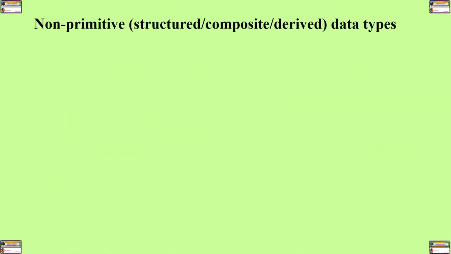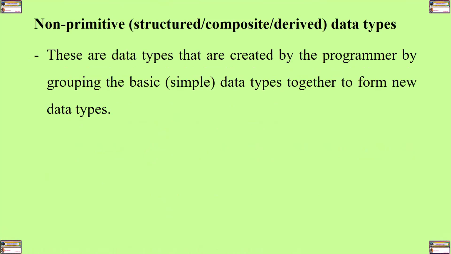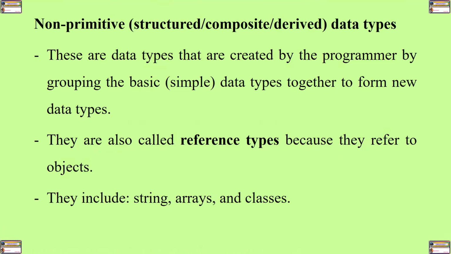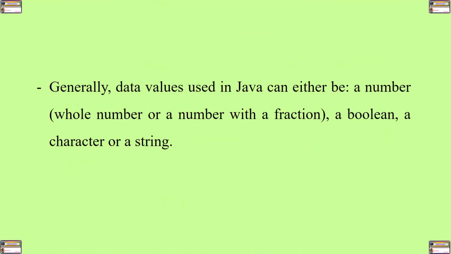The non-primitive ones, what we call the structured or composite data types, are those data types that are created by the programmer by grouping the basic or simple data types together to form new data types. They are also called reference types. Why? Because they refer to objects. They include string, arrays, and classes.